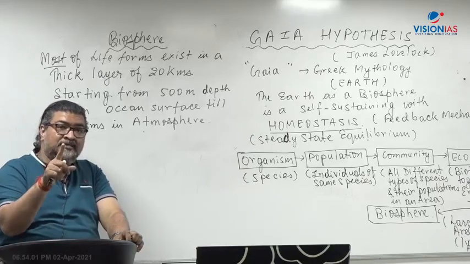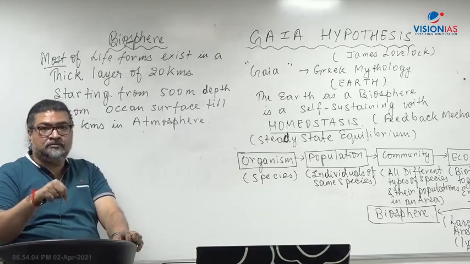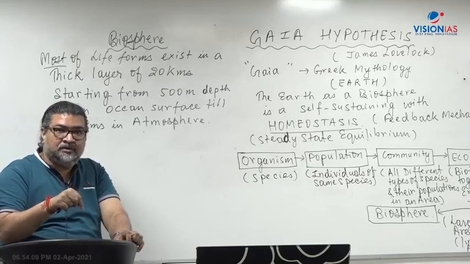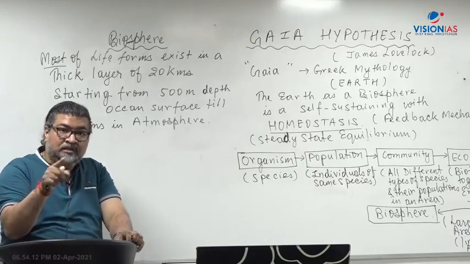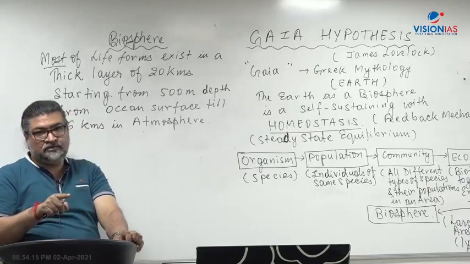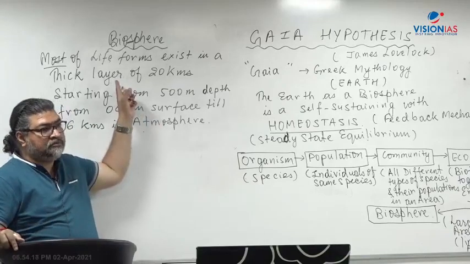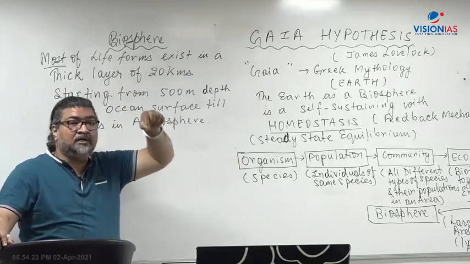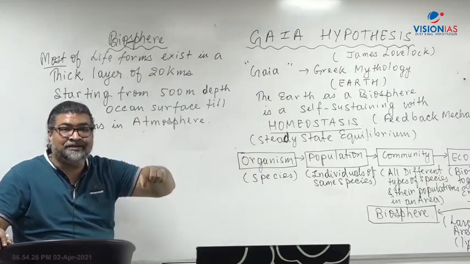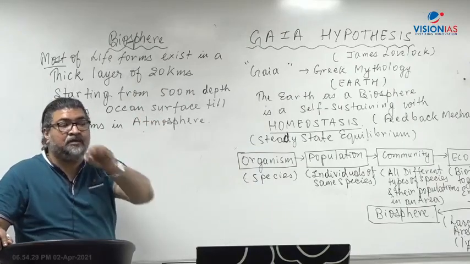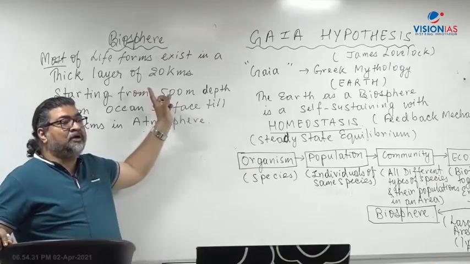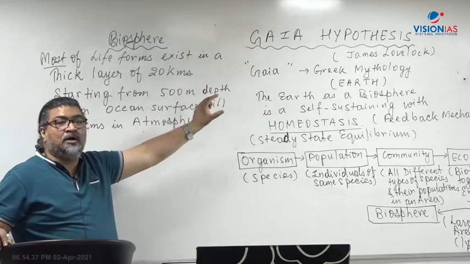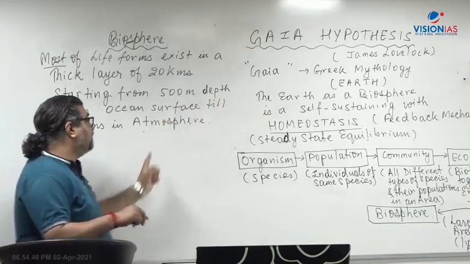There are living organisms even at the bottom of the ocean. Even if you go to the deepest part of the ocean, the trenches, the Mariana Trench, with submarines, there also you will find certain types of marine living organisms. So I'm not saying all, I'm saying most. We have life forms even below the ice in Antarctica and in the deepest parts of the oceans. But most of the living organisms are said to exist in this 20 kilometer thick layer, what we call the biosphere. Right? This is what we call the biosphere.